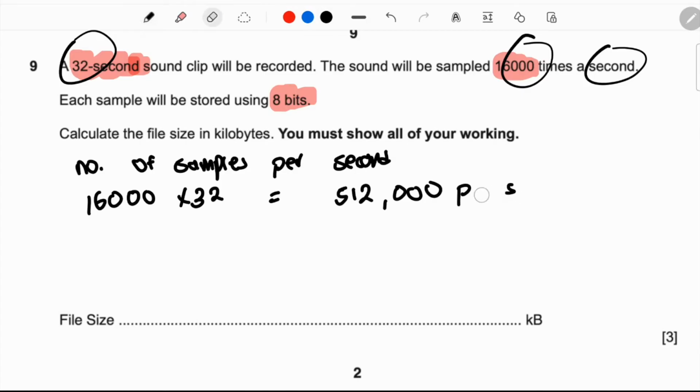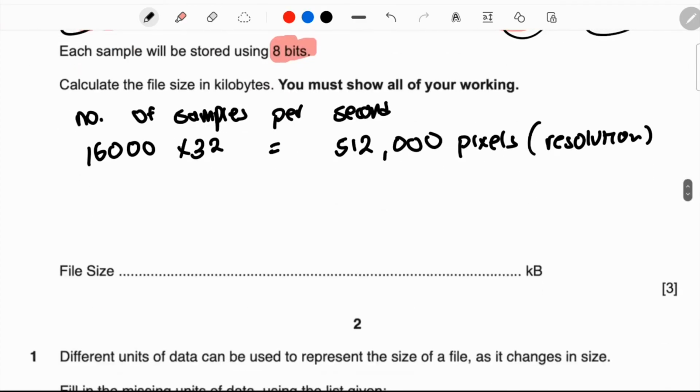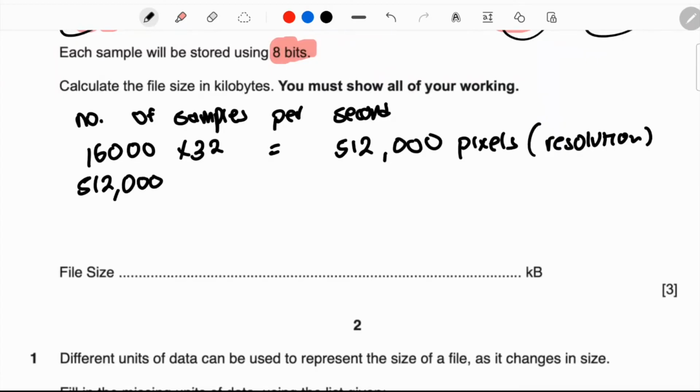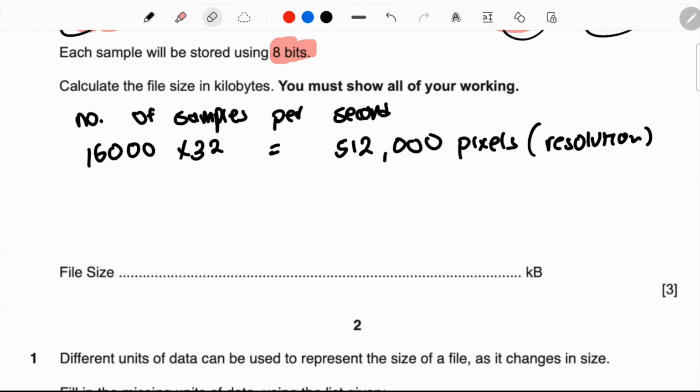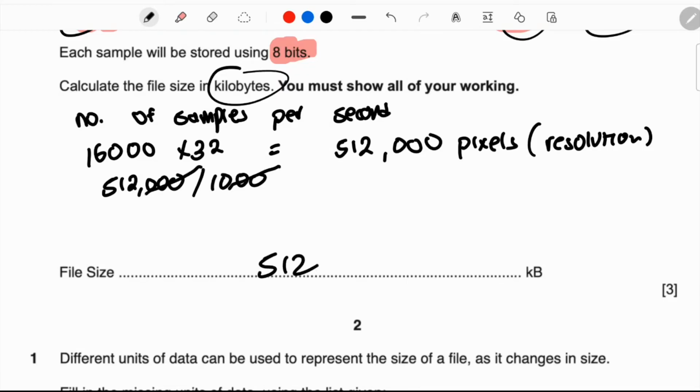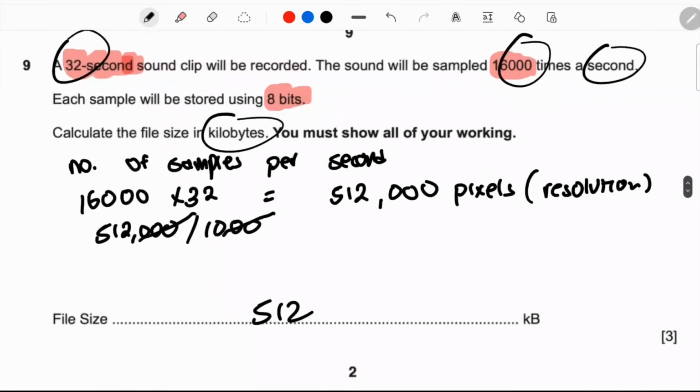This will be right here in bits. Sorry, no, my bad. This will be in pixels. Yeah, because it is the resolution. Still in resolution. Now we would multiply it by 8. So 512,000 multiplied by 8 will give us something, but the next step we know we're going to do is divide by 8. So if we're dividing, we don't have to do this step. They will cancel each other out. So we just have to do 512,000 divided by 1,000, because we want kilobytes. So we cancel these 3 zeros and you will get 512 KB. So that is the answer.